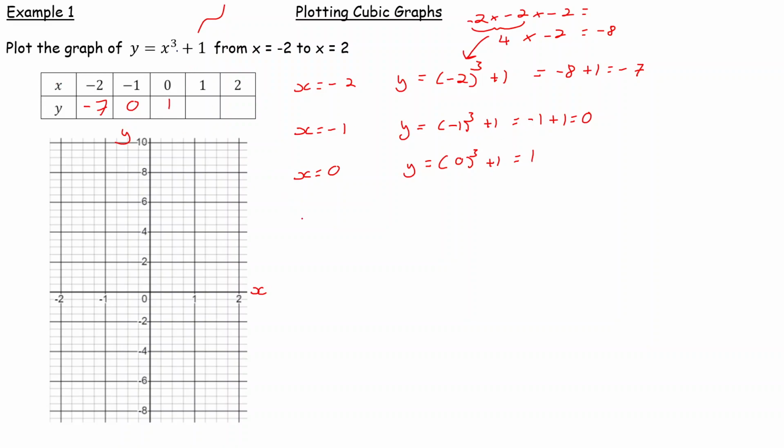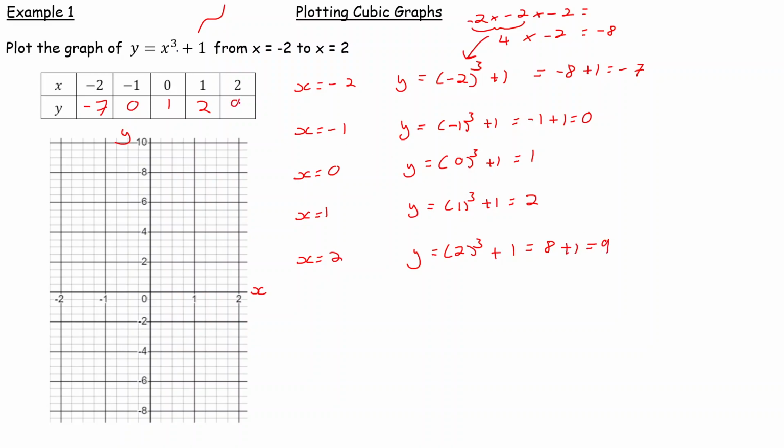When x is 1, let's do the same thing again. X is equal to 1. We put it into our equation. So x cubed, so 1 cubed plus 1. 1 cubed, 1 times 1 times 1 is equal to 1. Plus 1 is equal to 2. There we go. When x is equal to 2, we go and put it in. So x is equal to 2. We get y is equal to 2 cubed plus 1. 2 cubed is 2 times 2, which is 4, times 2, which is 8. So 8 plus 1, which is equal to 9.